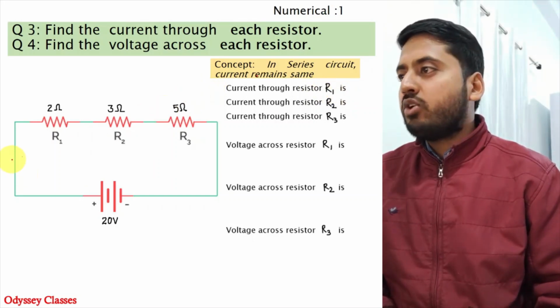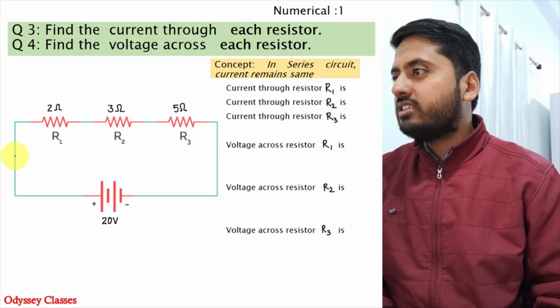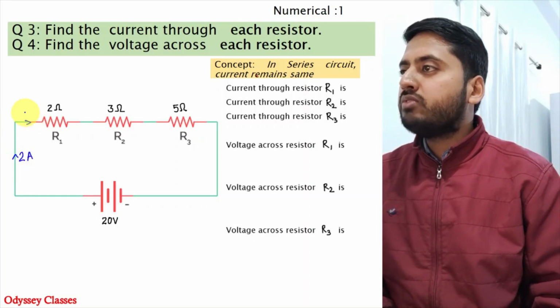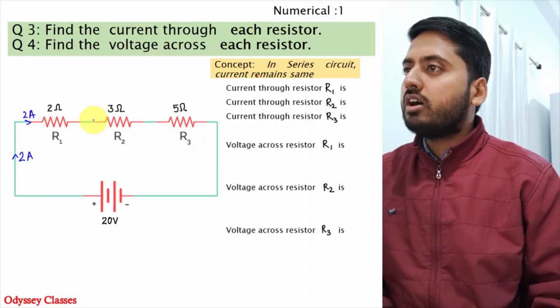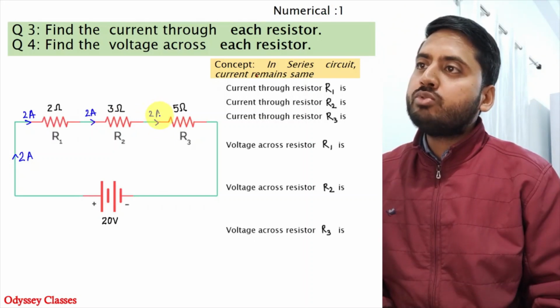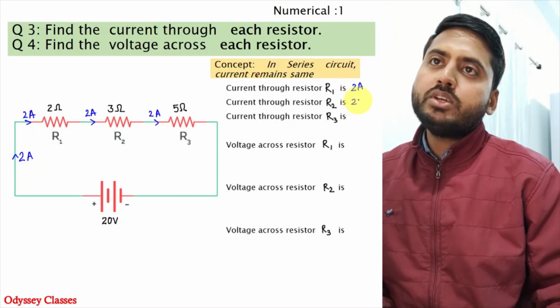So the current, we all remember, this was 2 ampere. So we can see here this is 2 ampere. So the same 2 ampere will be flowing here through R1, then through R2 also the same 2 ampere, and through R3 also the same 2 ampere will flow. So the answer will remain 2 ampere, 2 ampere and 2 ampere.